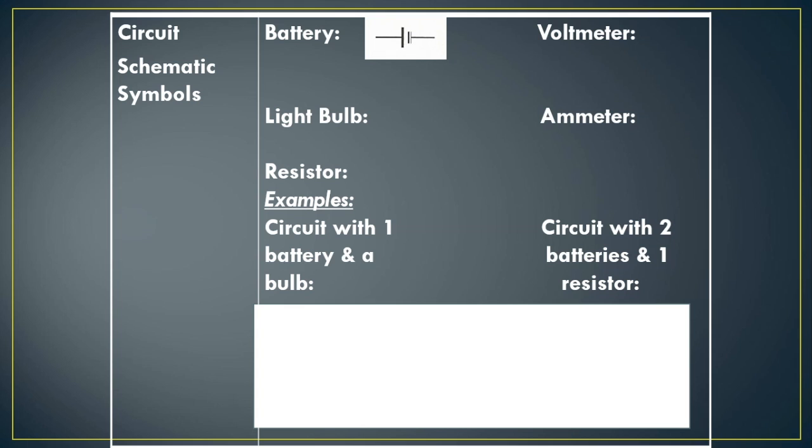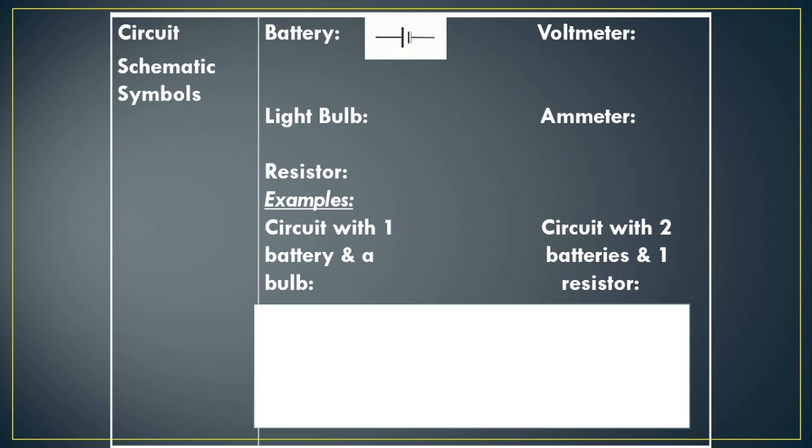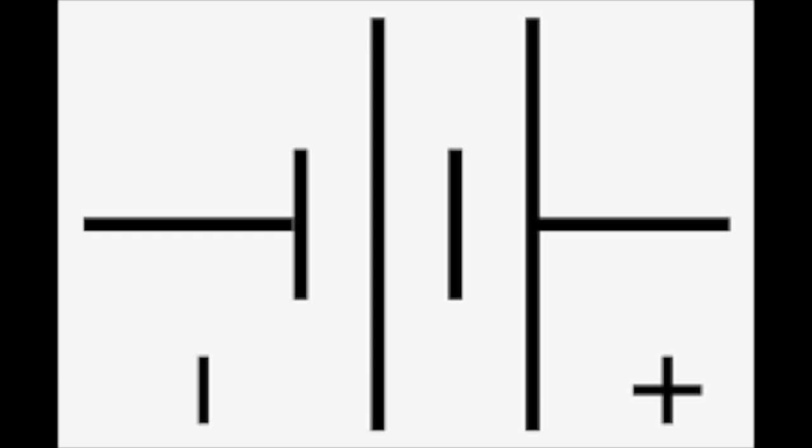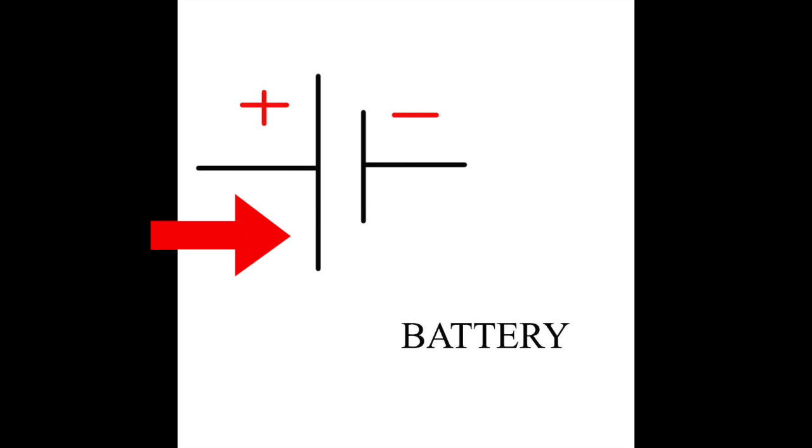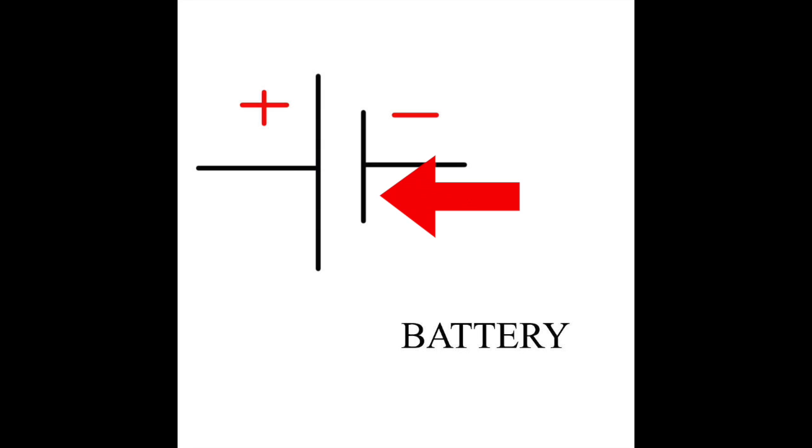So the first one is a battery, and a battery just looks like the following. It is one horizontal line with a break in the middle and two vertical lines. This just symbolizes one battery. If we wanted two batteries, we would just add another one on top of it. And we'll get to that later on in the unit, but just know that the battery looks like this. And the important thing to note too about the battery is that this part right here, the big end, is the positive side of the battery. And the small end is the negative side of the battery.